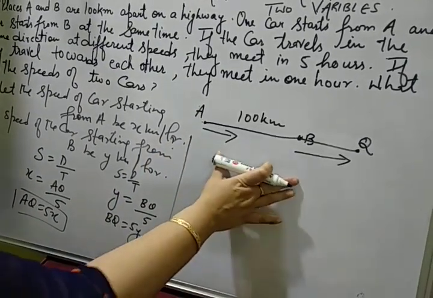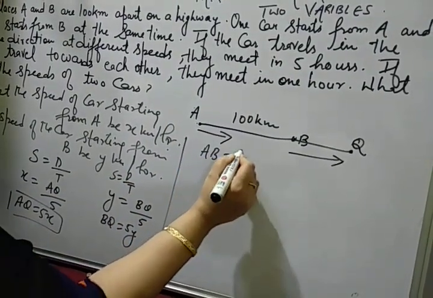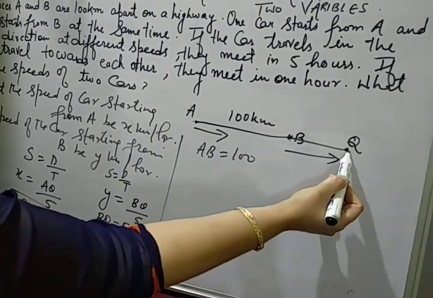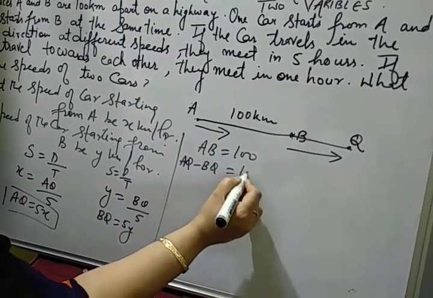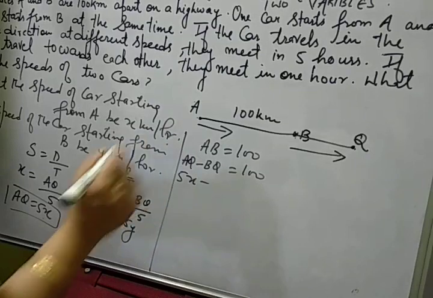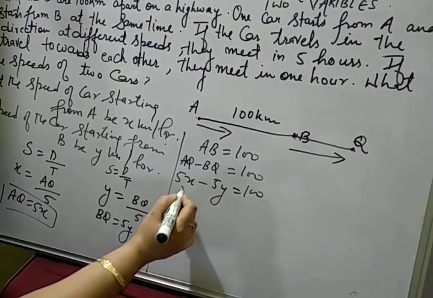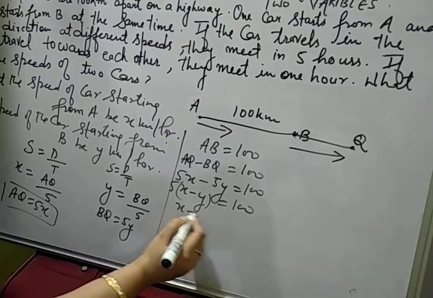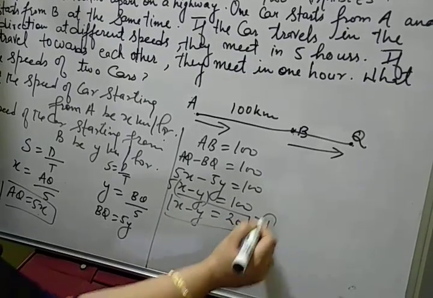But we know that AB is equal to 100 km, which is given, and we can see from the figure that AB is equal to AQ minus BQ. So AQ minus BQ is equal to 100. The value of AQ is 5x and the value of BQ is 5y, so 5x minus 5y is equal to 100. Taking 5 common, x minus y is equal to 100 upon 5, that is 20 km. So this is our equation number 1.